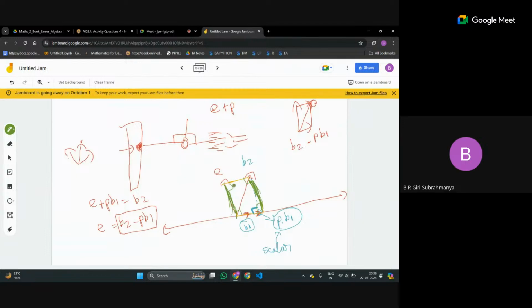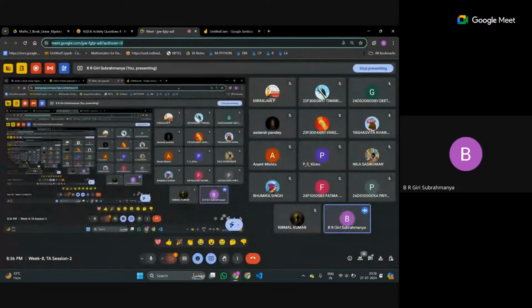Even if it is not the case, in a parallelogram the opposite sides are going to be equal in length. Now, what is the distance between B2 and PB1? The distance between this point and this point is going to be this green line here, right? So the distance between B2 and PB1 is going to be this length. Now why we call this error is because this is the distance, this is what makes the difference between these two.